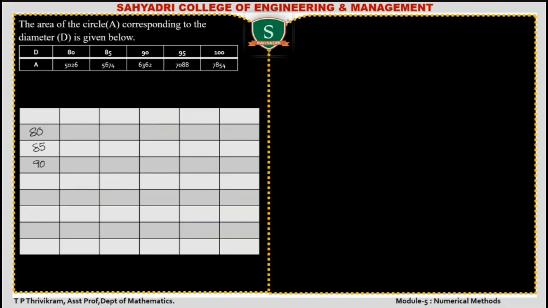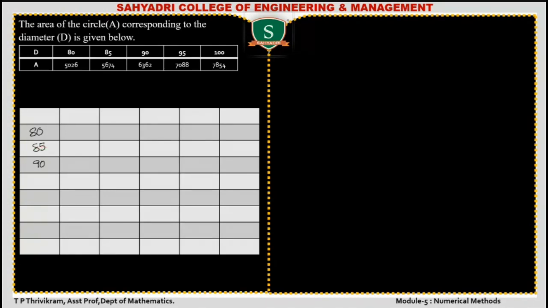Suppose here I need to find the area of the circle corresponding to the diameter d given below. Here d represents the diameter and a represents the area of that circle. They have given the areas at different diameters. I want the overall area of the circle. So at that time what we need to do is draw the difference table for this. Let me show how to draw the difference table.